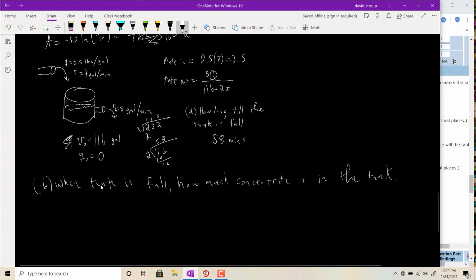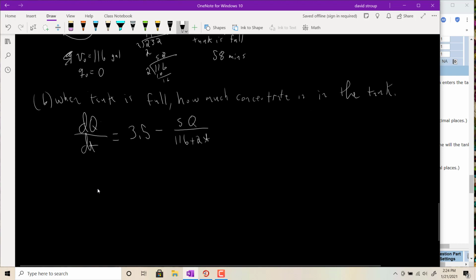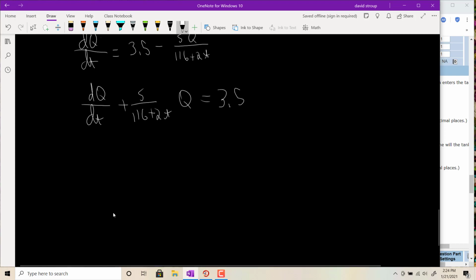So we're going to have to begin with the differential equation dQ/dt, and that will equal rate in, which is 3.5, minus rate out, which is 5Q over 116 plus 2t. It may not look like it, but it's not separable. It's a first order linear differential equation, so I could add this 5Q term to the other side, and that'll equal 3.5.